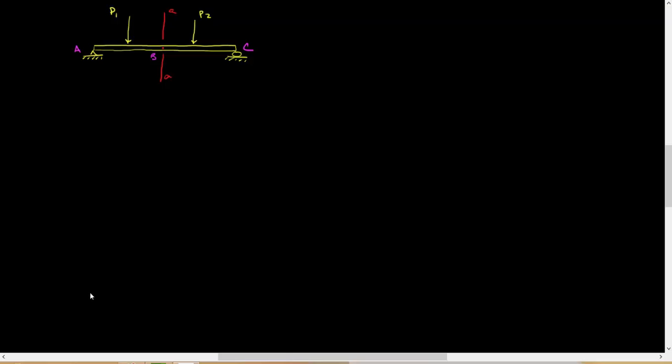Hello, this is chapter 7.1. We are going to be looking at internal forces. If you notice, I have a simple beam drawn on the screen, beam AC, and at this point right in the middle, at point B is what we're going to call it, I'm going to look at the forces internally on the beam due to the forces P1 and P2.